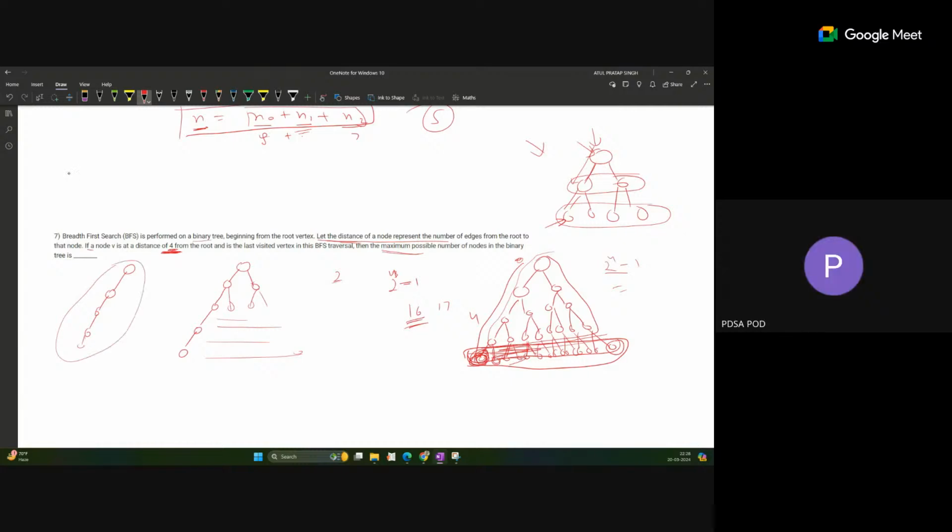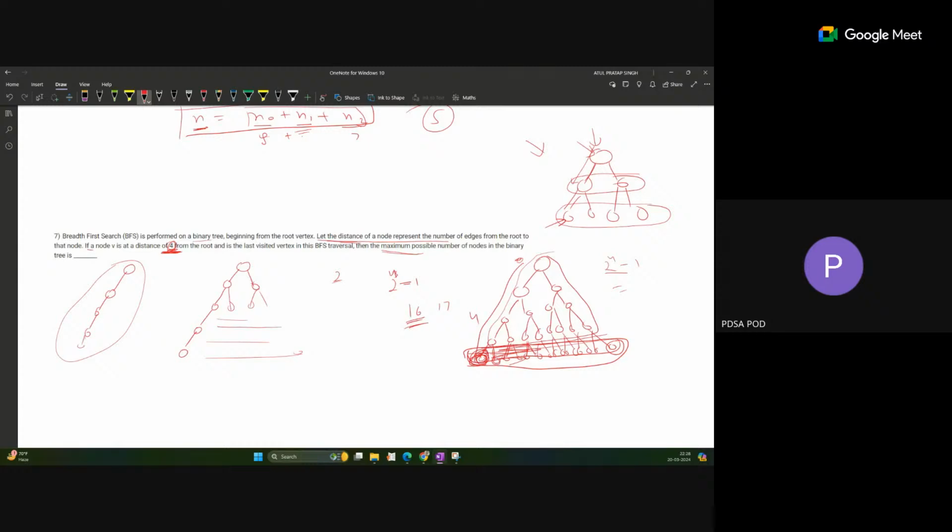With the same height. But we're looking for the maximum, isn't it? If we are looking for the maximum, that means all should be filled. Full tree. And then it cannot be 2 power 4 minus 1. It should be 2 power 5 minus 1, correct? We can simply say 2 power 4 plus 1, no? No, 2 power 4 minus 1. If you say height is 4, no? Yeah, so if we are considering the number of edges in the path, we have 2 to the power 4 plus 1 minus 1.